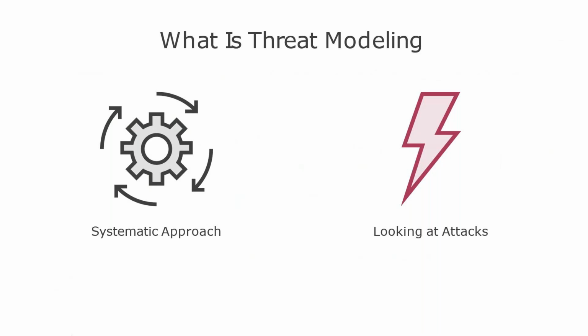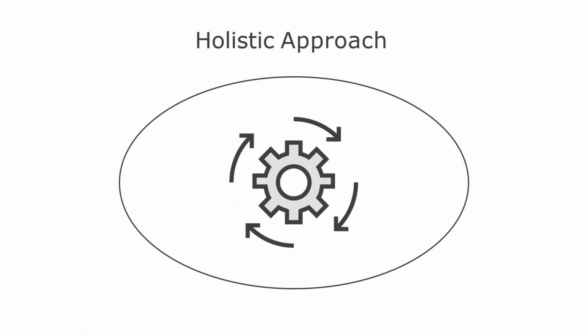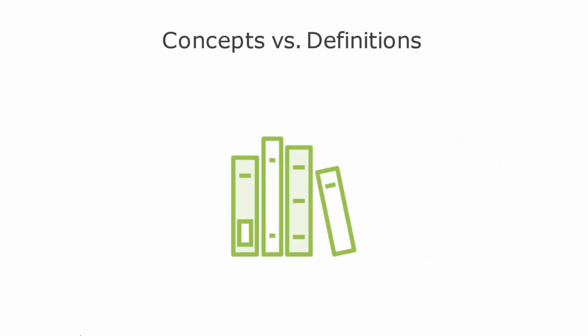So you need to bring a systematic approach, and then on top of that you have to look at the sort of attacks which you may have. You also need to define the probable threat scenarios and the list of threats. That is also a part of threat modeling. While working with threat modeling, you have to have a holistic approach, including multiple models, multiple practices, procedures, multiple tools which you can use, and things like that.